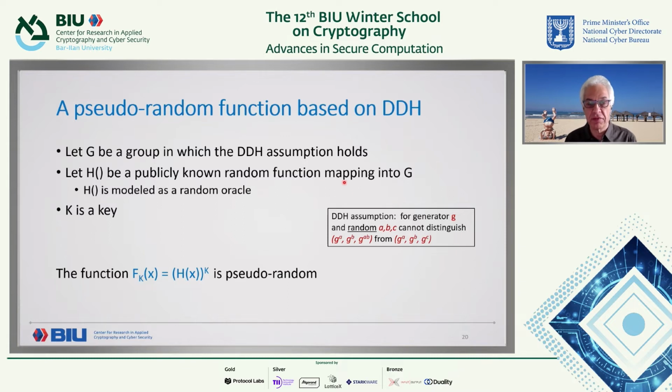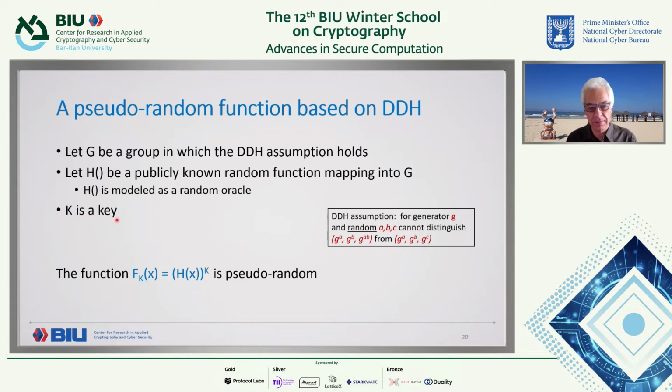Here's an example of a specific pseudorandom function based on DDH. This is the DDH assumption. I hope that most of you know it. In a DDH group, given a generator G and random a, b, and c, you cannot distinguish between these two tuples: the tuple g^a, g^b, g^(ab), and just three random elements in the group. And here the values should be in the right range, etc. This is a very basic assumption in cryptography. And here's the PRF based on it. Let G be a group in which the DDH assumption holds. Let H be a publicly known random function mapping into G, and we model it as a random oracle. And K is the key.